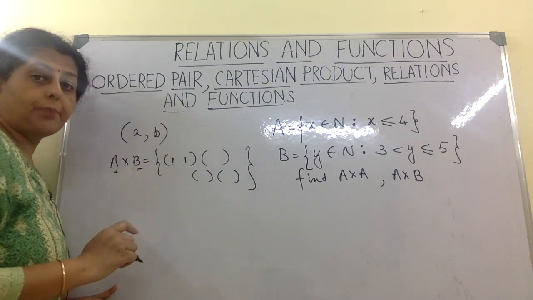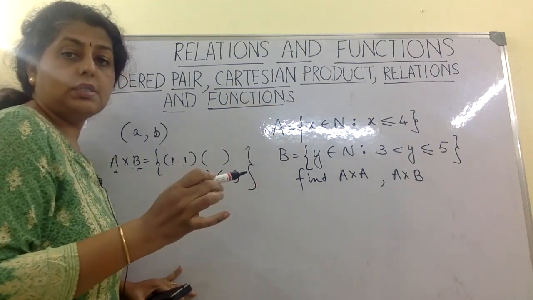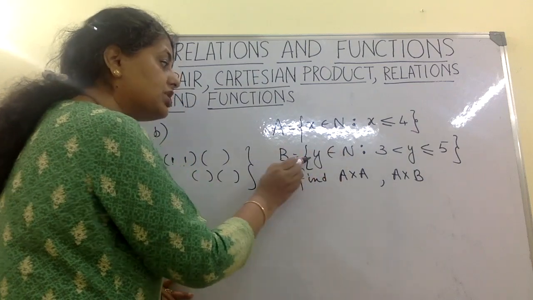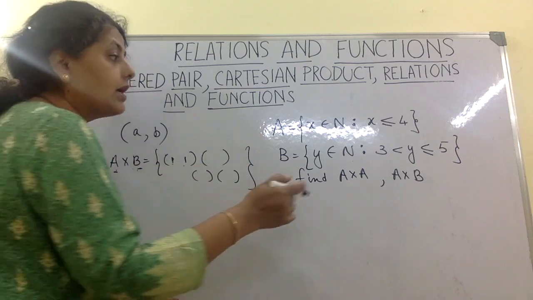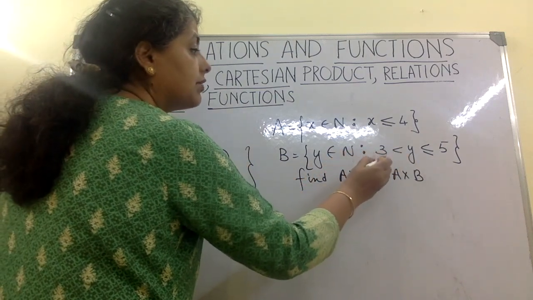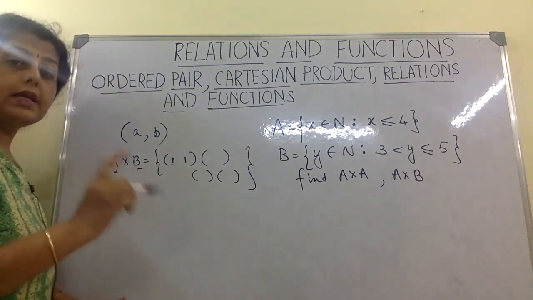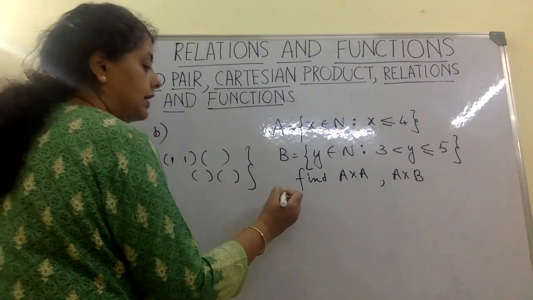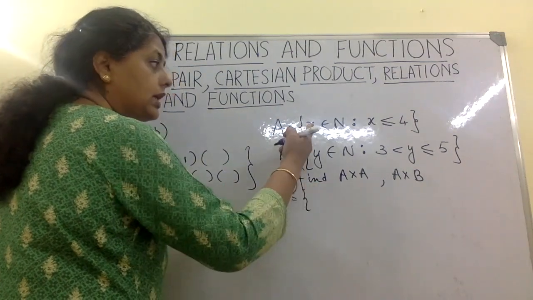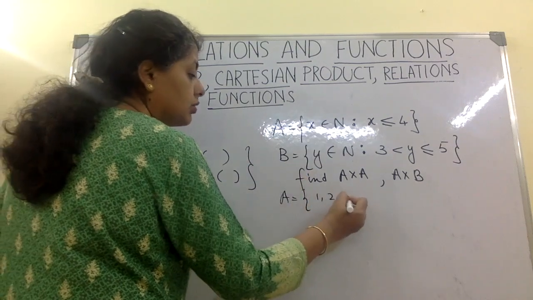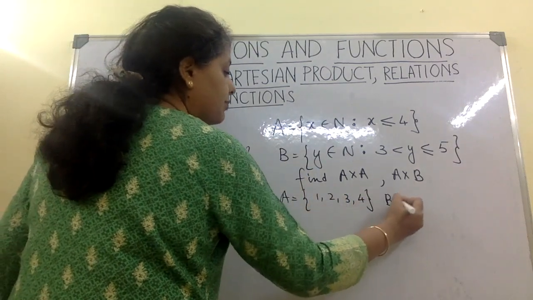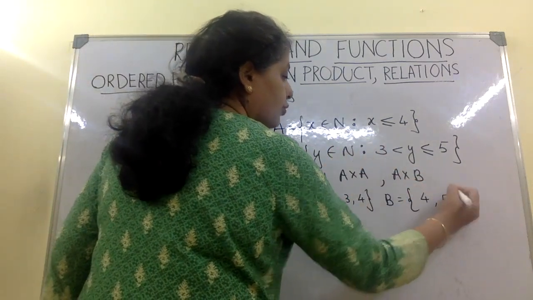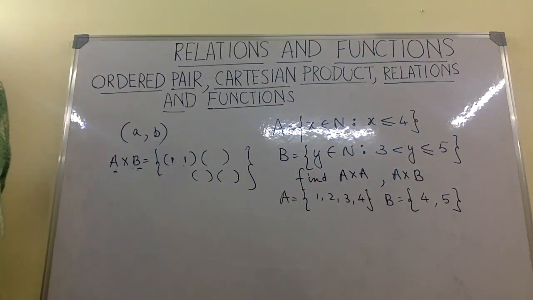Let us see this example. X belongs to natural numbers and X is less than or equal to 4. Y belongs to again natural numbers, and Y will lie between 3 and 5. We have to find A cross A. First we will find the sets. What are the elements of A? 1, 2, 3 and 4. What are the elements of B? B will not include 3 and 5, only 4. Am I right? B is only 4 and 5.